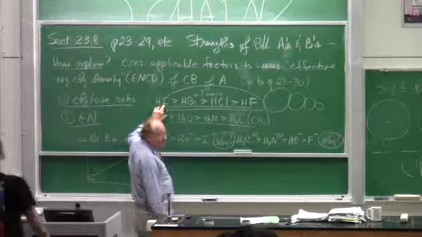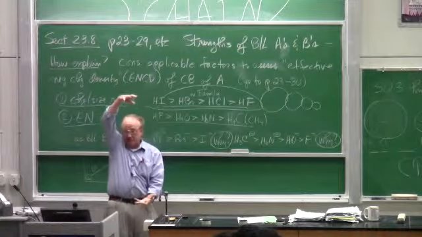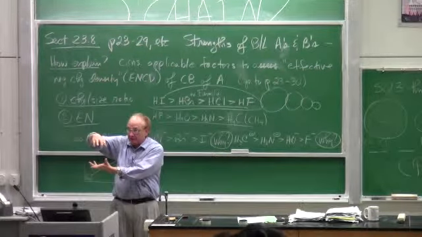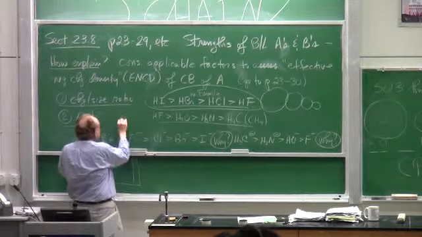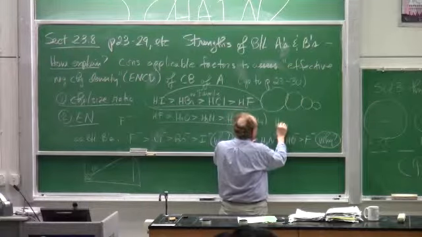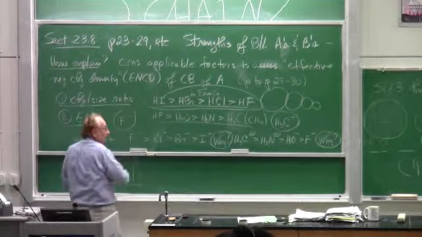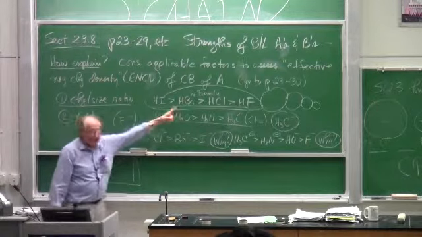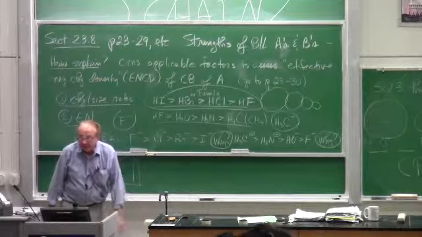So if I look at the difference in size between I minus and F minus, woo! Here's I minus, here's F minus. But if I look at the difference in size between F minus and H3C minus, I'm not going to see a whole lot of difference in size like I'm going to see here. But I'm going to see a hell of a big difference in electronegativity.